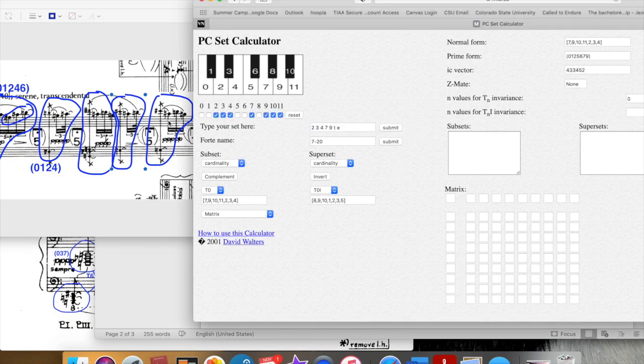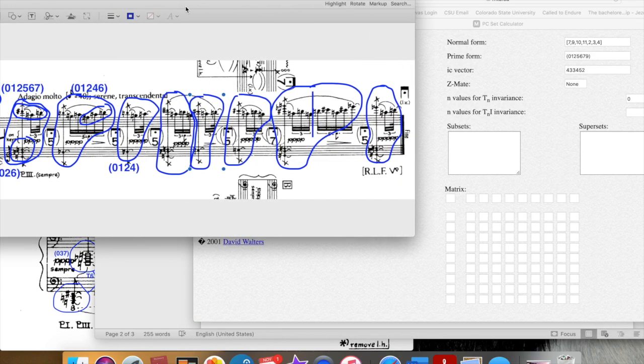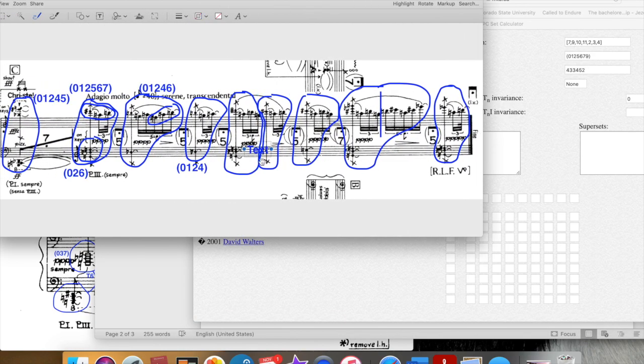Everything that's in the right hand after that repeats. Oh no, it doesn't, but it does with the next one. Anyway, let's not get ahead of ourselves. 0, 1, 2, 5, 6, 7, 9. So that is, again, a pretty long set, a 7-note set. Actually, I'll leave it right there.